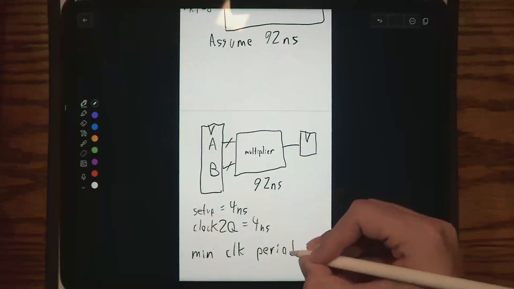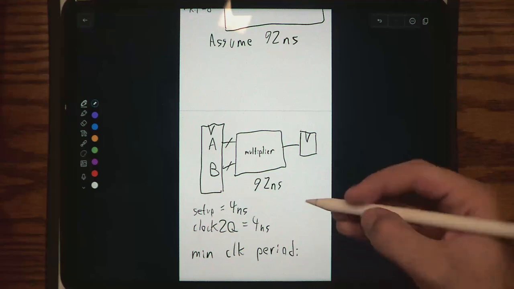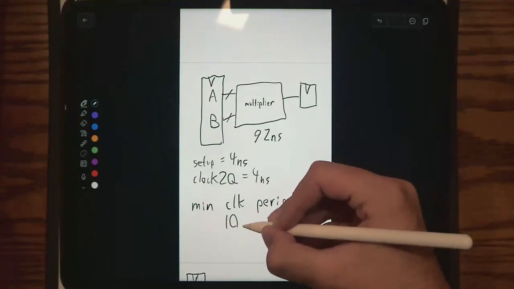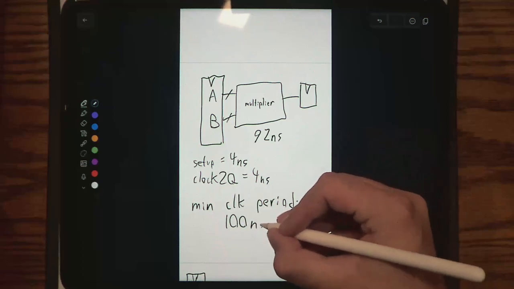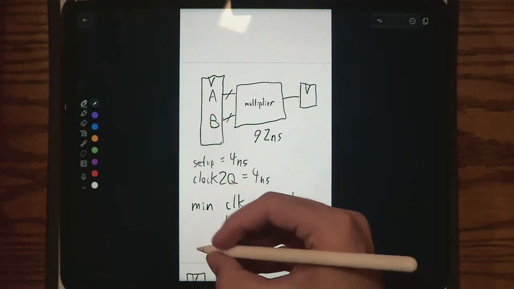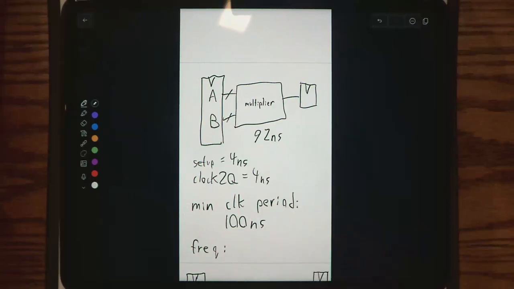What is our minimum clock period? Yeah, 100, right. You just add up all of these delays. Okay. What would this be converted to a clock frequency? Yeah, so if we do 1 over nanoseconds, you can also think of this as this.